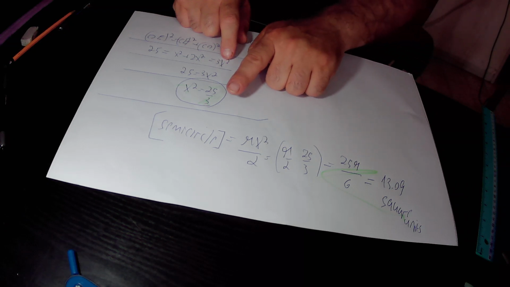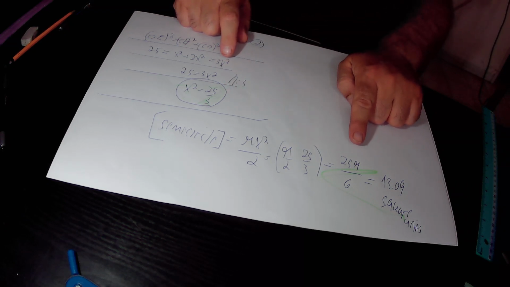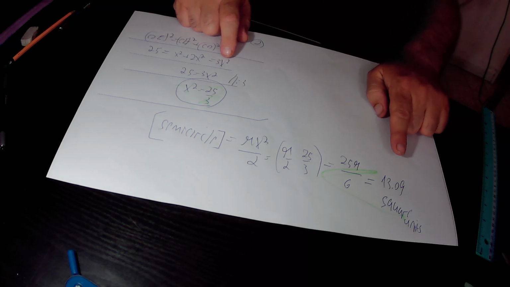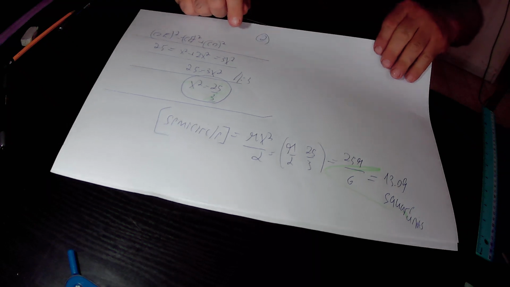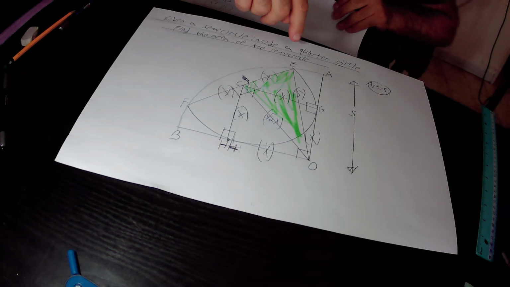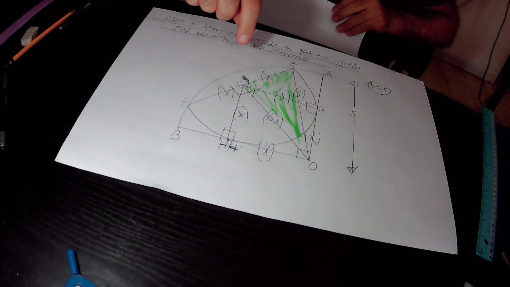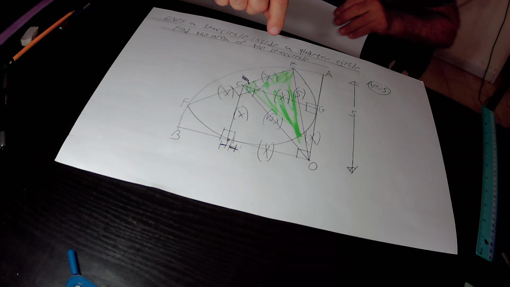So in total, the area of the semicircle equals either 25 pi over 6 square units, or in terms of numbers, 13.09 square units. I repeat, the area of this semicircle equals either 25 pi over 6 square units, or 13.09 square units.